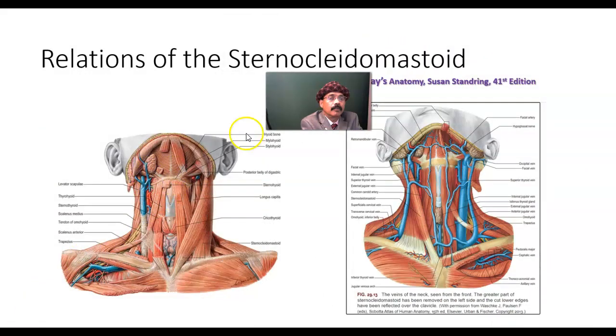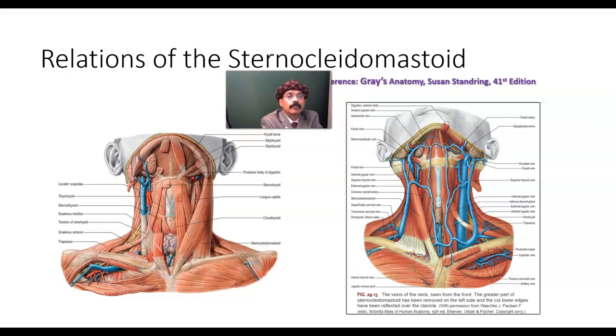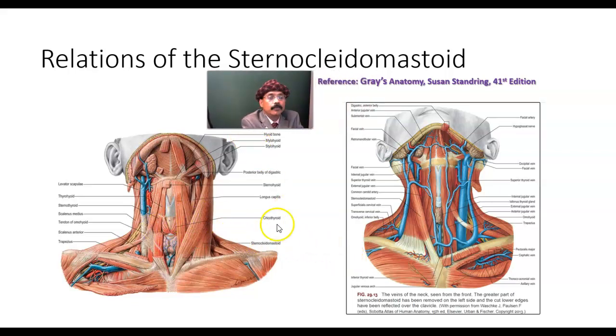Relations of the sternocleidomastoid muscle. This muscle is superficial, and over the muscle we have the skin, the superficial fascia, and platysma. In between them we have the external jugular vein. So the external jugular vein is superficial to the sternocleidomastoid muscle, but the internal jugular vein is deep to the sternocleidomastoid muscle. Also the posterior part of the sternocleidomastoid muscle is partly overlapped by the parotid gland, one of the salivary glands.